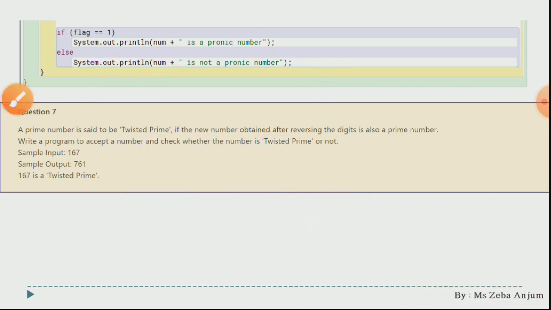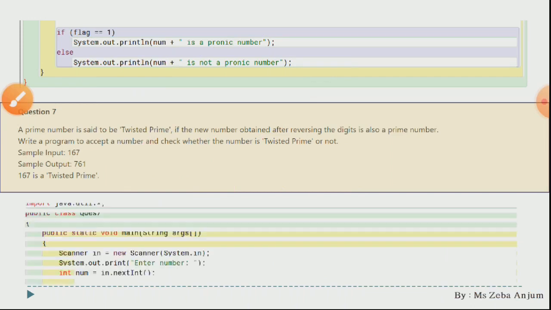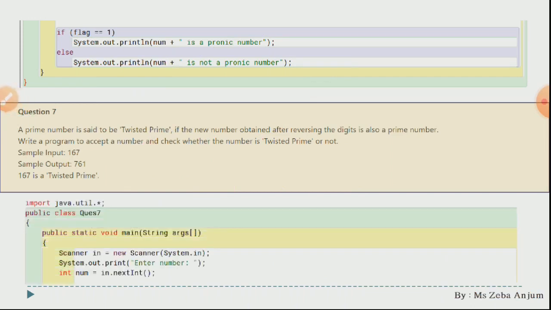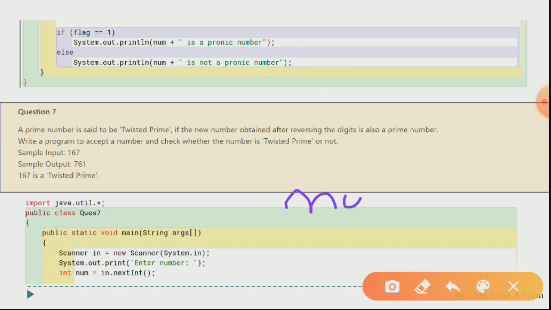An example is also given over here. Now see the code. Firstly, we opened our class, our main function, scanner input. So we have our number that is stored in num.